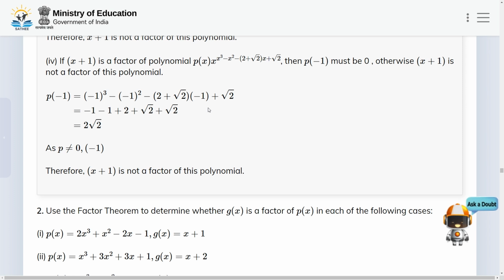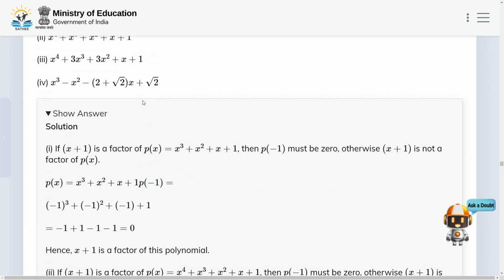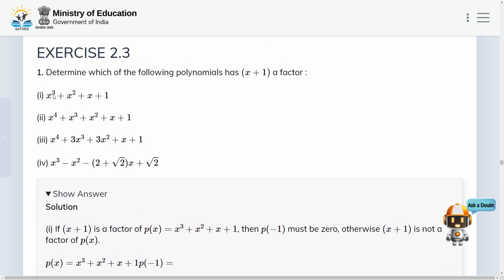So p of minus 1 is equal to minus 1 to the power 3 minus 1 square minus 2 plus root 2 times minus 1 plus root 2, and this is equal to minus 1 plus 2 plus root 2 plus root 2, which is equal to 2 times root 2. So p of minus 1 is equal to 2 times root 2, and p of minus 1 does not equal 0. Therefore, x plus 1 is not a factor of this polynomial. Here x plus 1 is only a factor of x cube plus x square plus x plus 1, and it is not a factor of these polynomials.